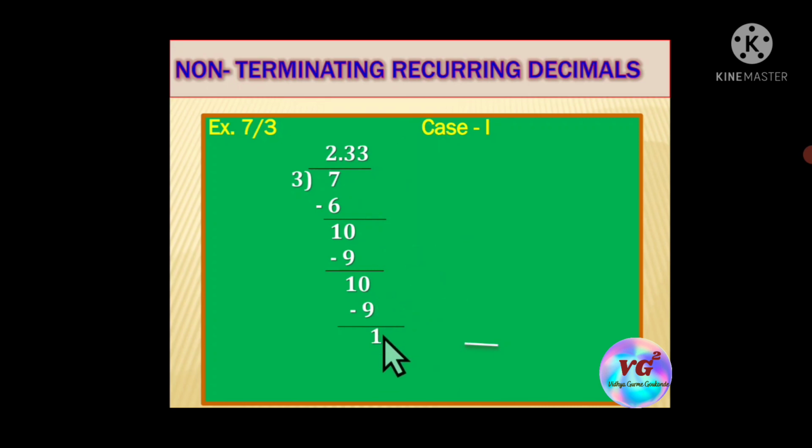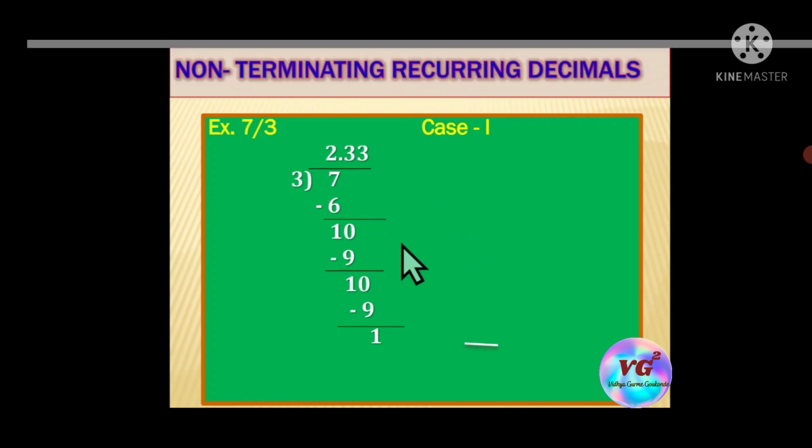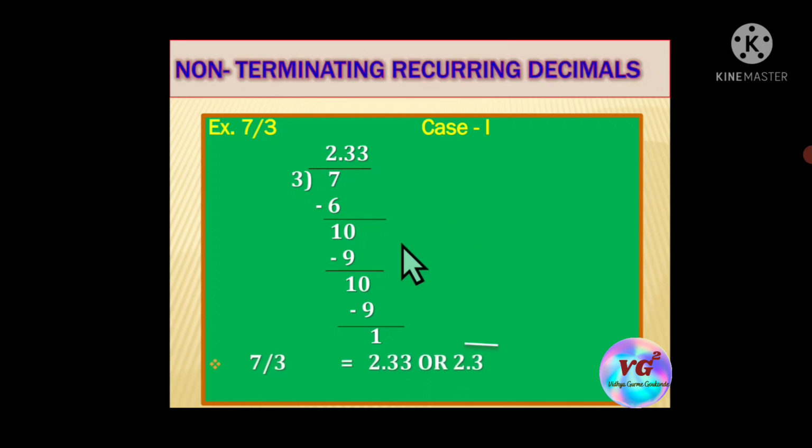If we observe this example, here after some steps, remainder is repeating and that is a non-zero number, and in quotient 2.33, one number is repeating, that number is a 3. So we can say that in non-terminating recurring decimals, remainder will be a non-zero number and in quotient one number will be repeating. In this example, that repeating number is a 3.